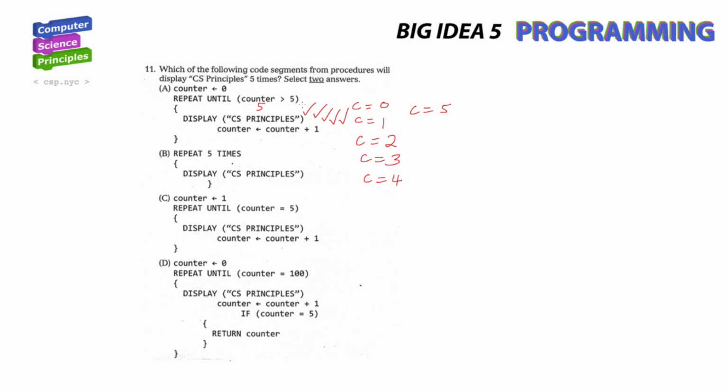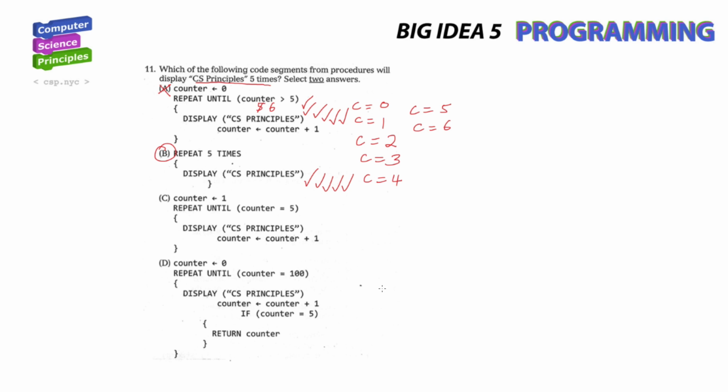So it's going to display it again, and it's going to add 1 to the counter, so it's 6. Now 6 is greater than 5, so it stops. But look how many times it displayed it. 1, 2, 3, 4, 5, 6. But we want to find out which code displays it 5 times. So unfortunately, A displays it 1 too many times. All right, for B, just say simply repeat 5 times, display CS principles. So it repeats it 5 times, and we're good. B is one of the answers because it displays computer science principles, CS principles 5 times.